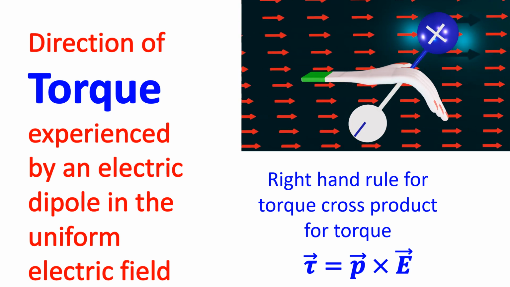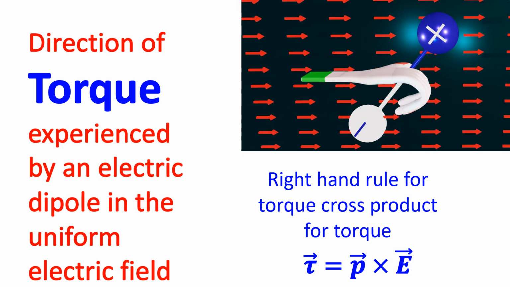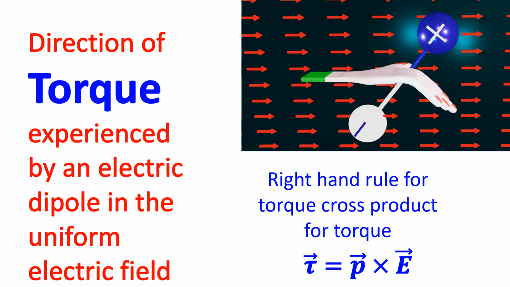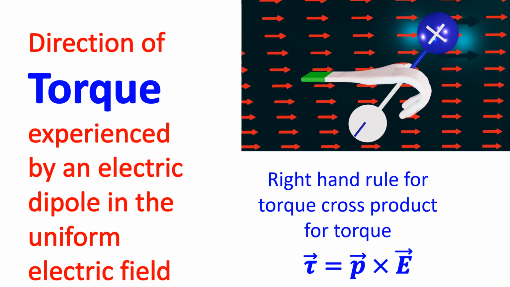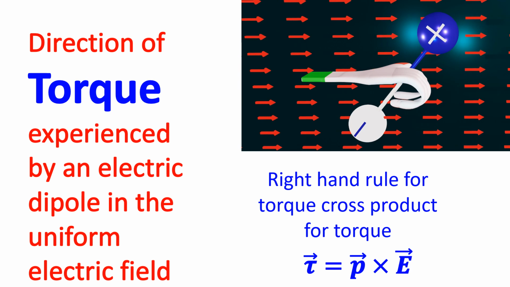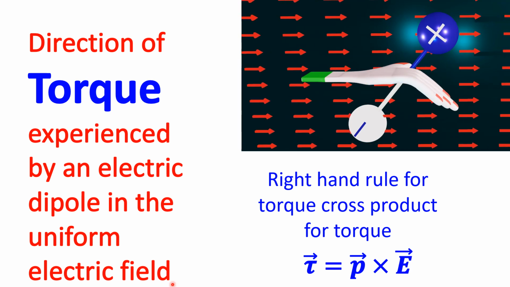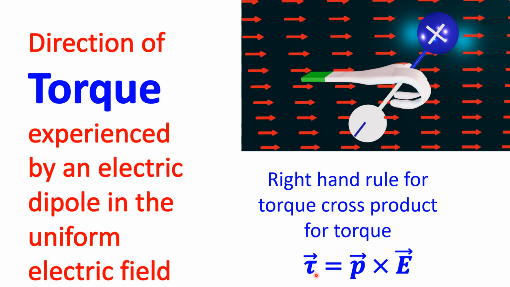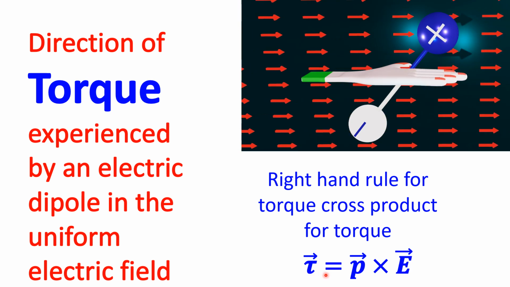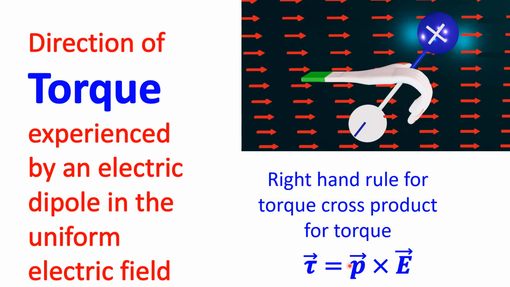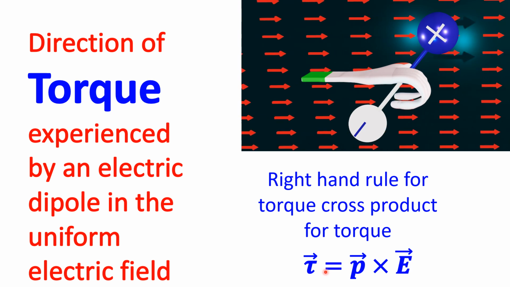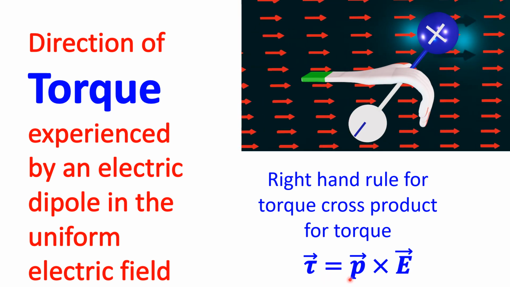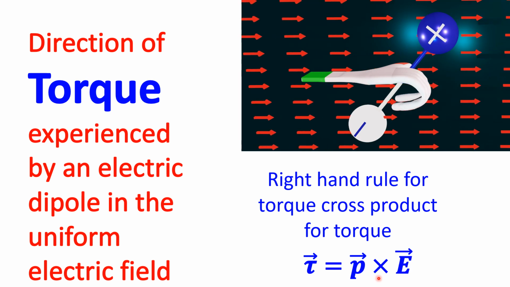In this video, we are going to see the direction of torque experienced by an electric dipole in the uniform electric field using a right-hand rule. This torque vector is equal to the cross product of an electric dipole moment vector and external electric field vector. That is, tau vector is equal to P vector cross E vector.